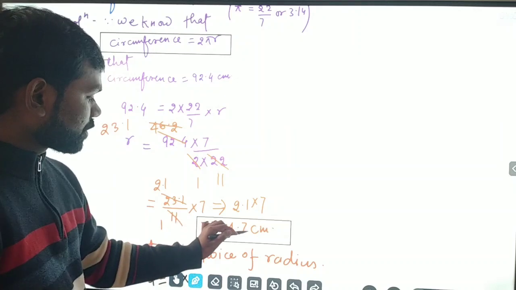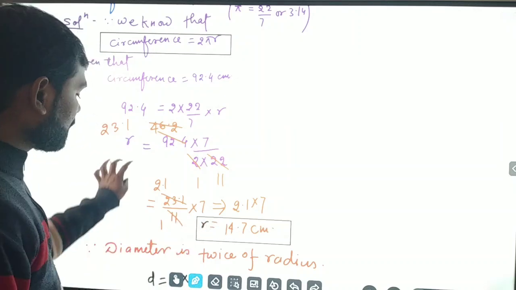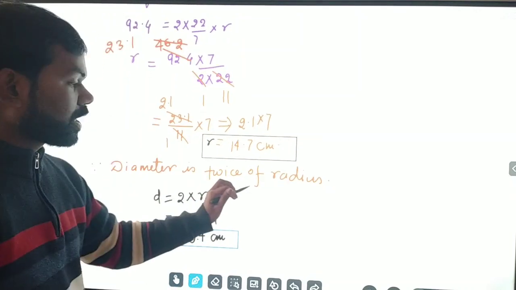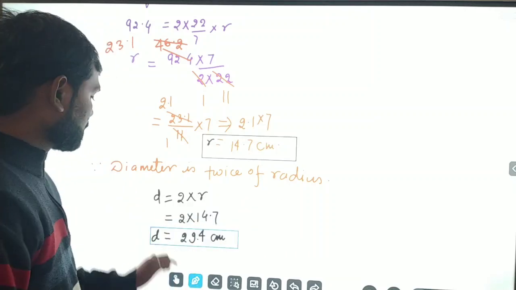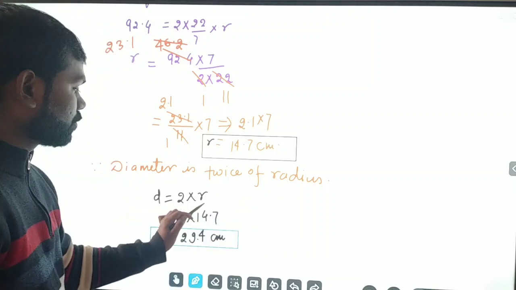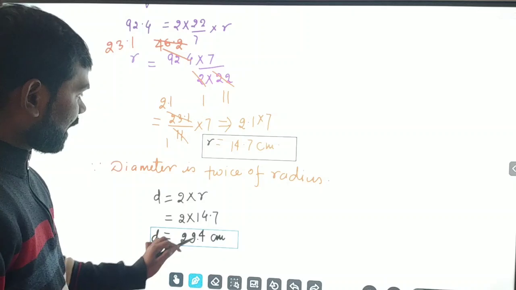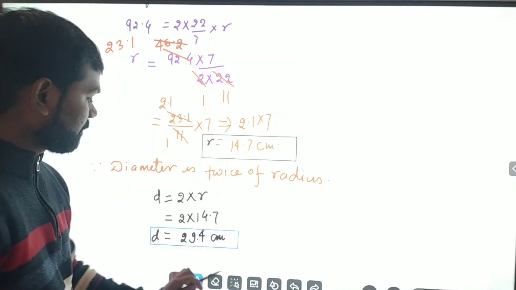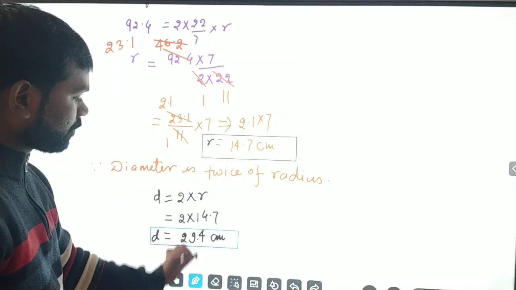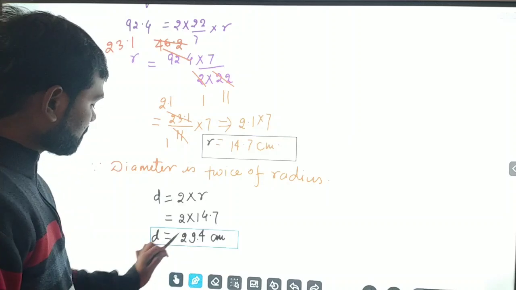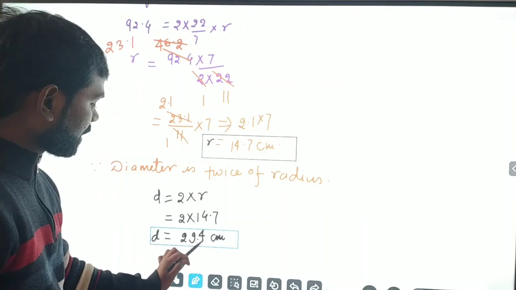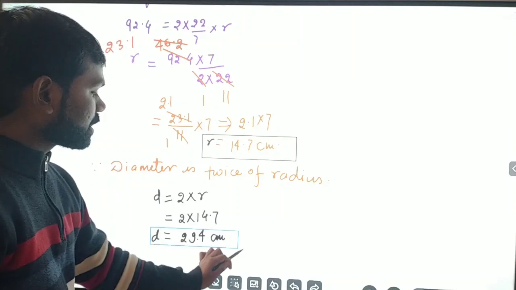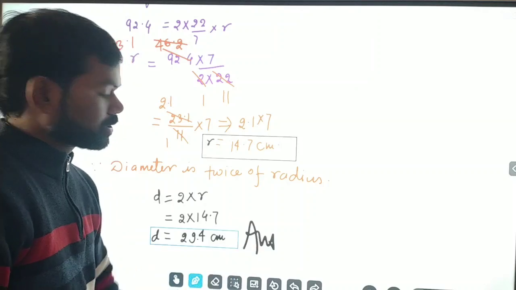Since the radius is 14.7 centimeter and we know that diameter is twice of the radius, therefore D is equal to 2 times of R. Since R we have found 14.7 centimeters, so we write 2 into 14.7, which gives the product D is equal to 29.4 centimeter, which is the required result.